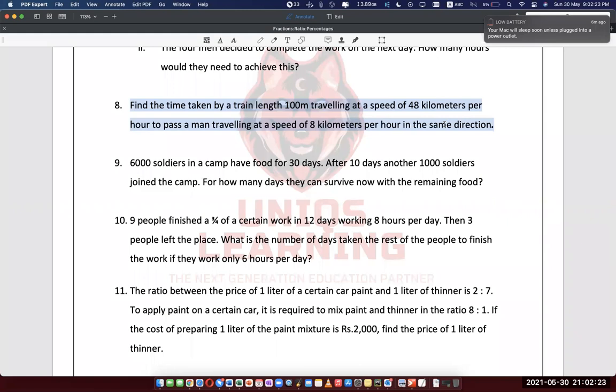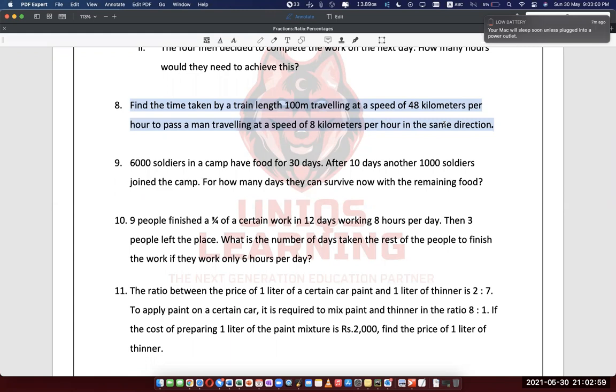Then we need to find the relationship between this distance and the time taken. In t hours, that is the time taken by the train to pass the man. So during t hours, what is the distance traveled by the train? That is going to be 8t plus 0.1, isn't it? That is the total distance traveled by the train.